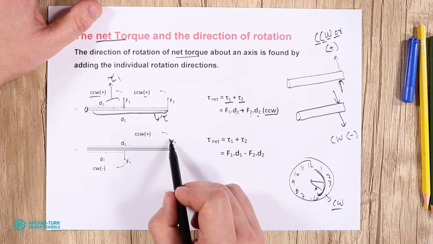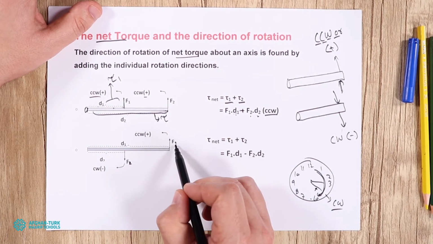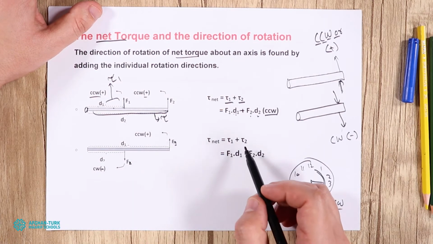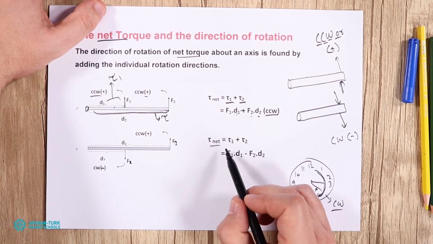Okay, and the other hand one is counterclockwise. This is F2, this is F1. This is clockwise, so this is negative and this one is positive. So then we will minus the second one, if we find the total torque.